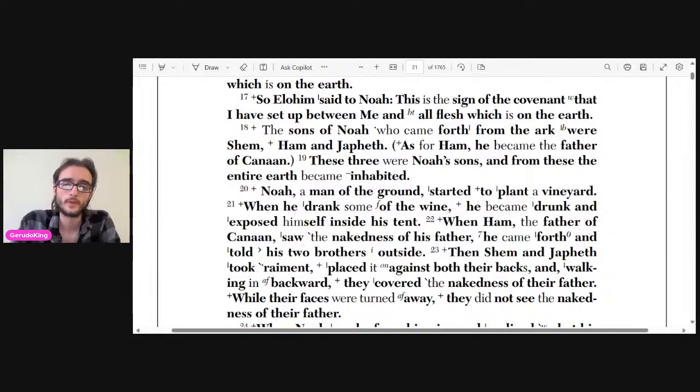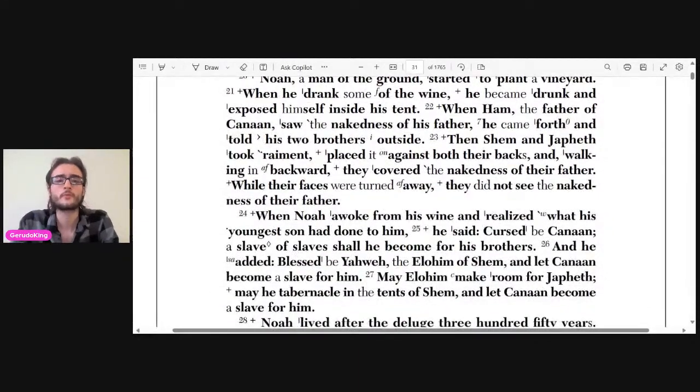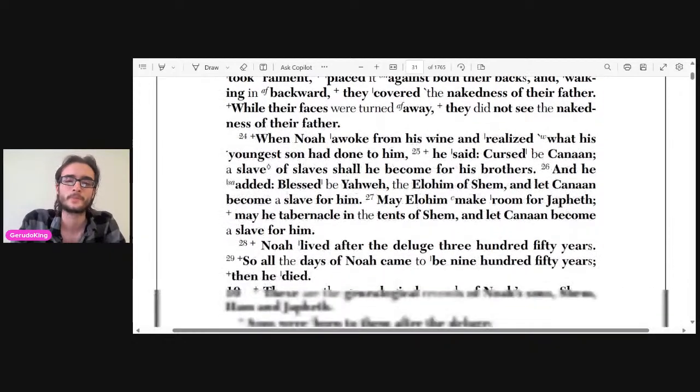When Ham, the father of Canaan, saw the nakedness of his brother, he came forth and told his two brothers outside. Then Shem and Japheth took raiment, placed it against both their backs, and walking in backward, they covered the nakedness of their father. While their faces were turned away, they did not see the nakedness of their father.